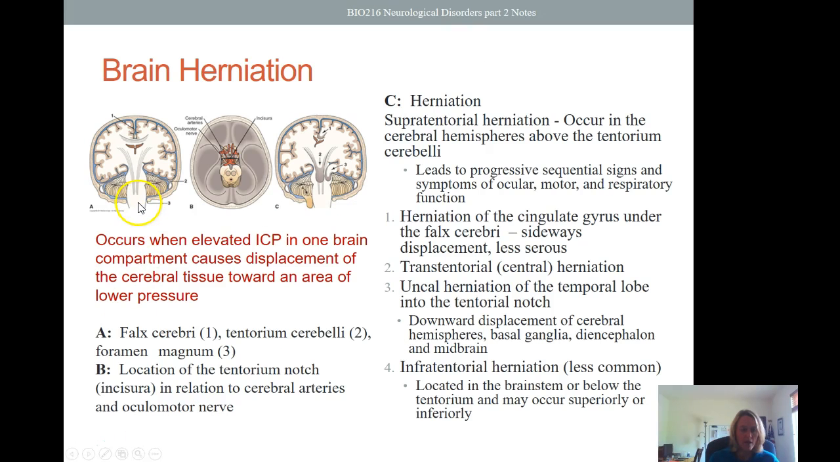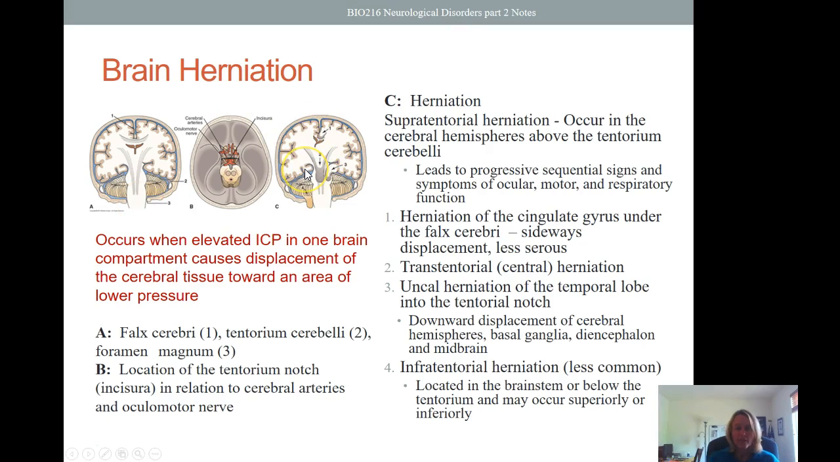So in figure A, number 1 shows the falx cerebri. This is folds of the dura mater that separates the two cerebral hemispheres. Number 2 shows the tentorium cerebelli, and this is folds in the dura mater that separates the cerebral hemispheres from the cerebellum. And then number 3 shows the foramen magnum.